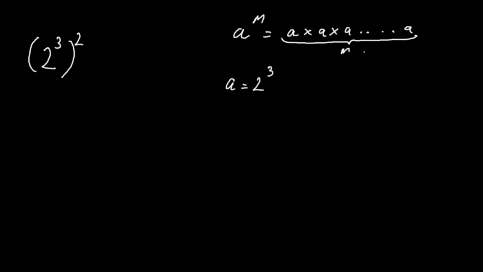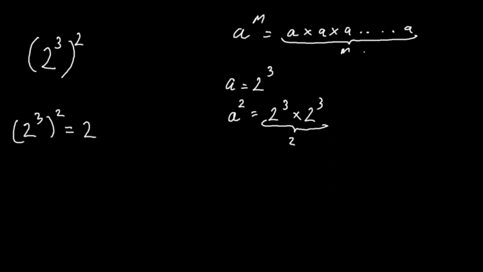Well, first of all, let's remember that a to the power of m equals a times a times a, m times. So if a equals 2 to the power of 3, then a squared equals 2 to the power of 3 times 2 to the power of 3. We have our 2 times. And so if we have 2 to the power of 3 all raised to the power of 2, that's equivalent to saying 2 to the power of 3 times 2 to the power of 3.